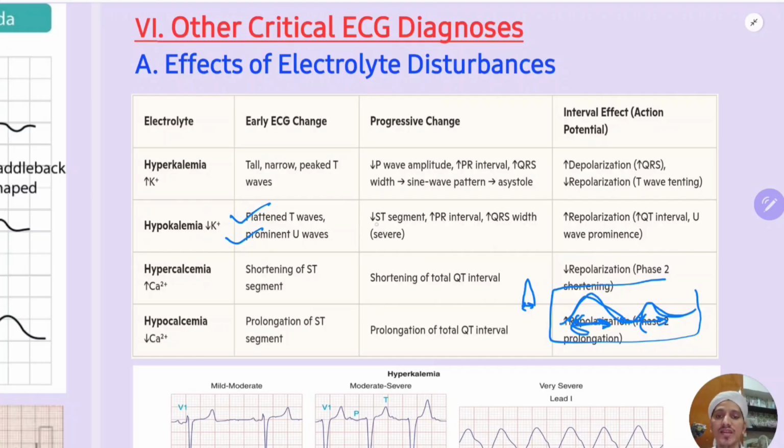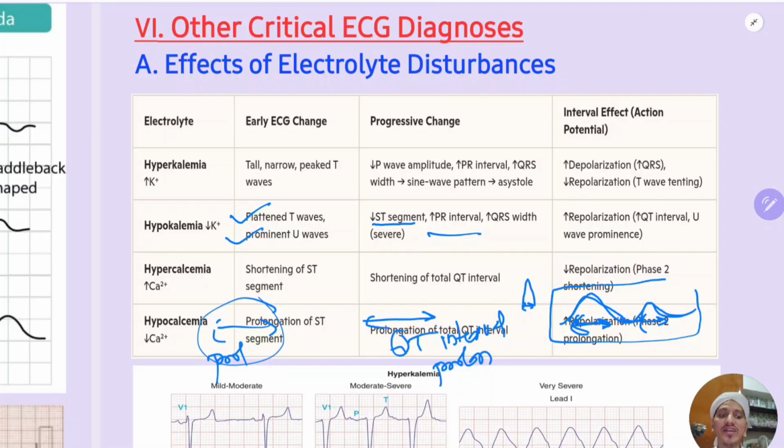Then next, what will happen? The ST segment will be affected and the QT interval will prolong. QT interval prolongation you will see. Then PR interval prolongation will be there, nothing but the repolarization is prolonged. The PR interval is the electrical activity in the atria. The QT interval is the electrical activity of the ventricles. So everything will be increased.